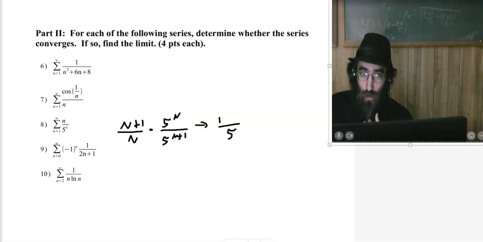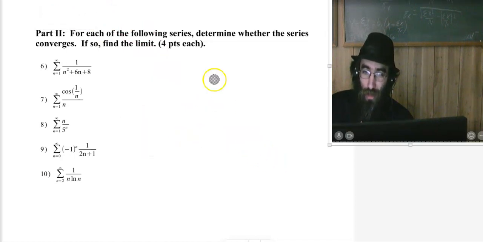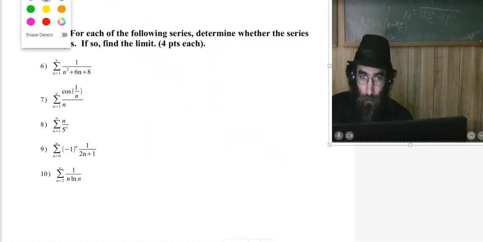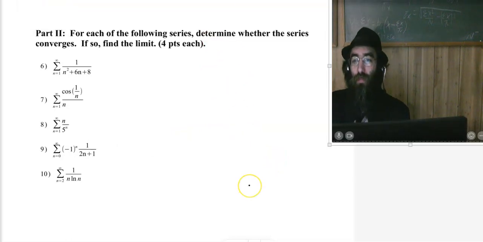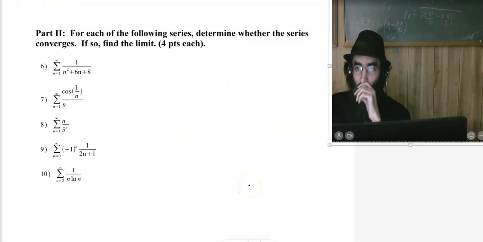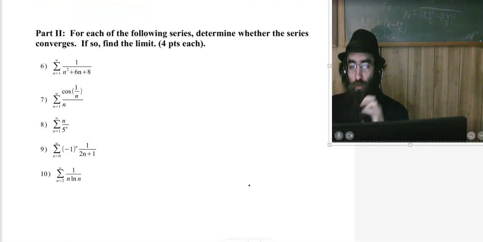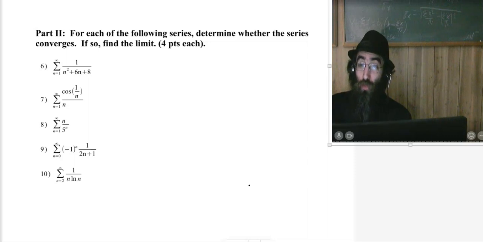So it's going to converge. Regular points scored. Now, how do you get the bonus points? For this one, you have to remember one of the ways, that algebraic way of finding the sum of a geometric series. You have to do that trick, and you have to do it twice.